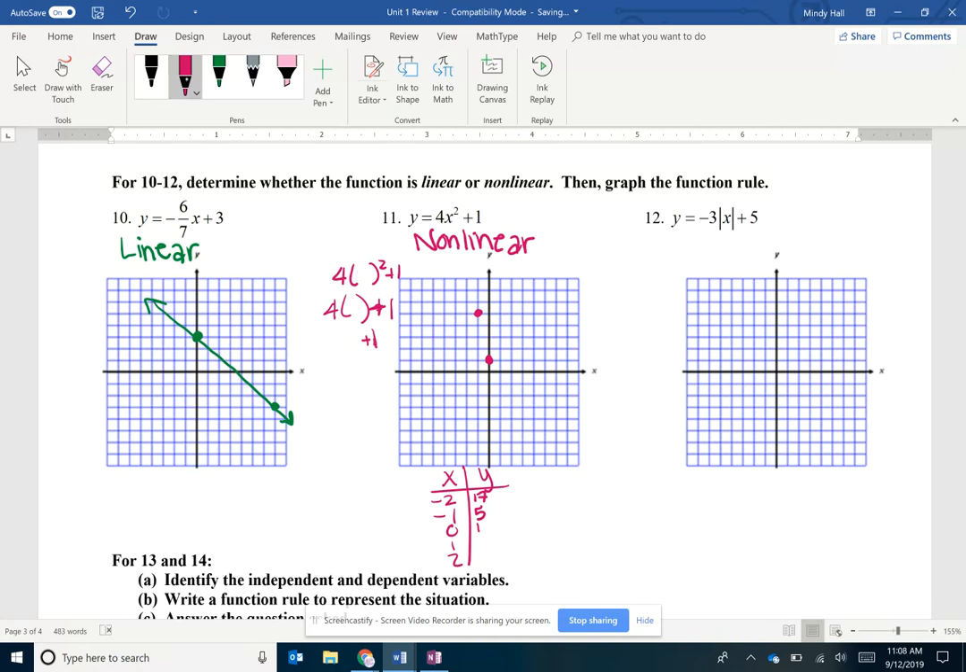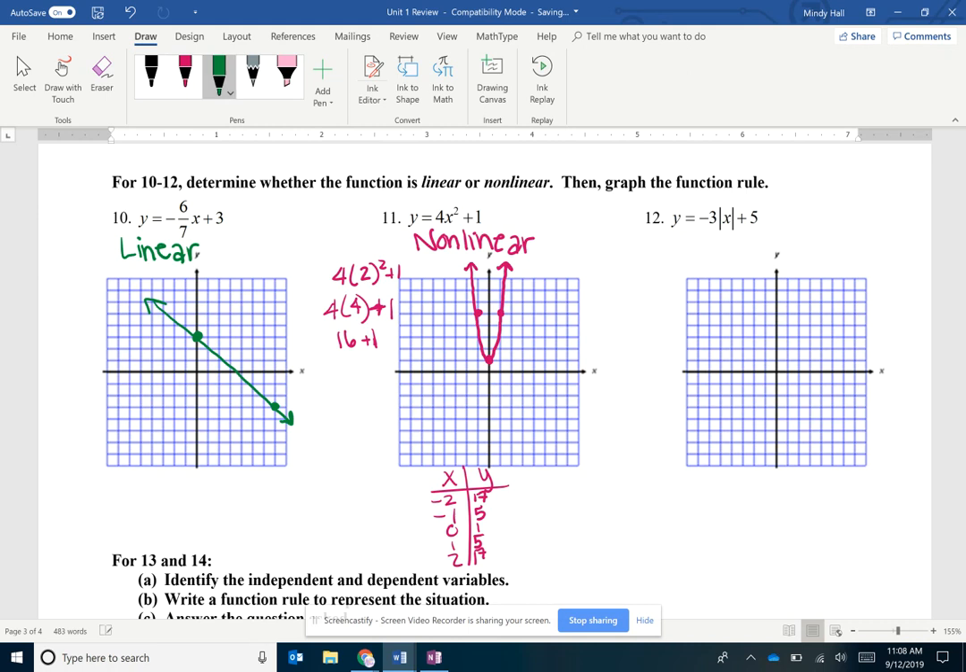Do it again. 1 squared is 1. 4 times 1 is 4. 4 plus 1 is 5. So 1, 5. And then 2. We have to put in 2. 2 squared is 4. 4 times 4 is 16. That gives me 17. So again, that's way up in the boonies. So my graph will look like a parabola.